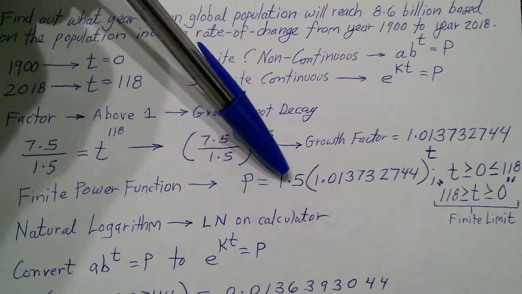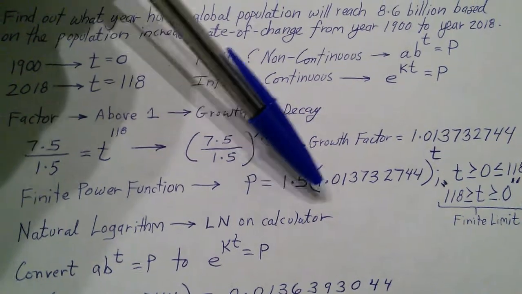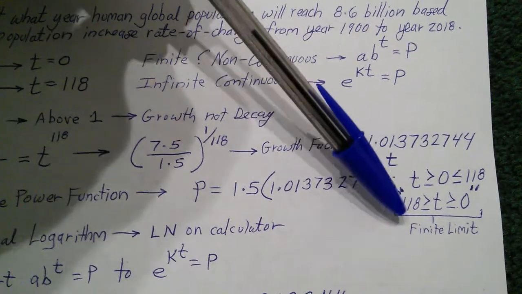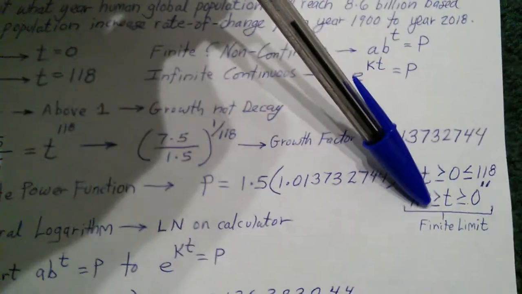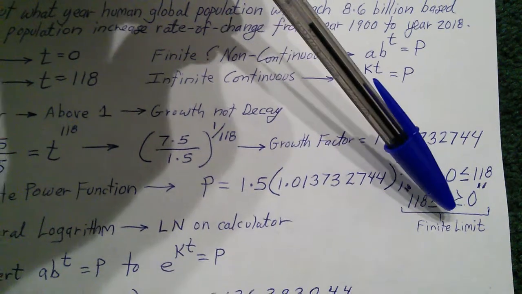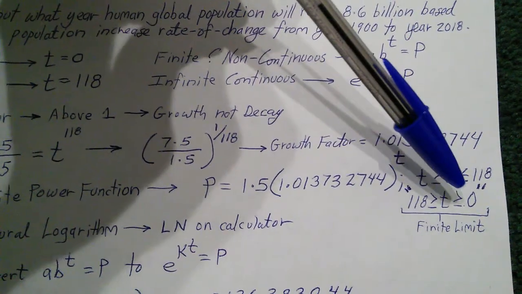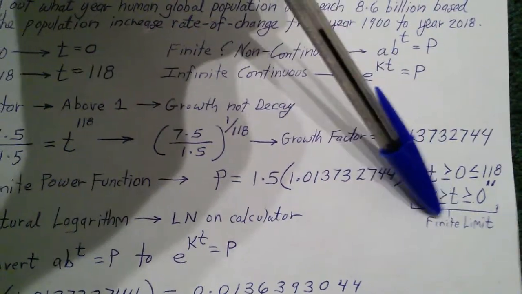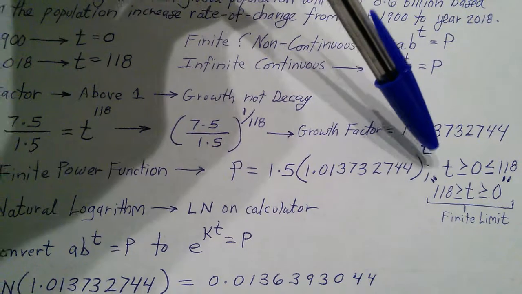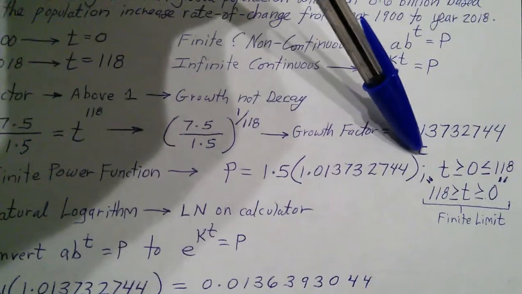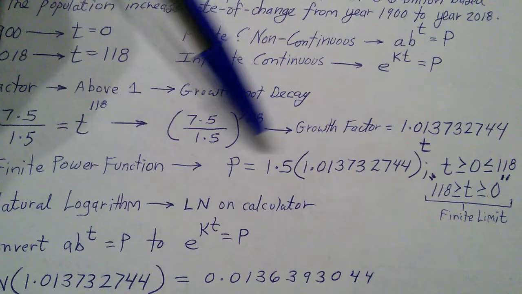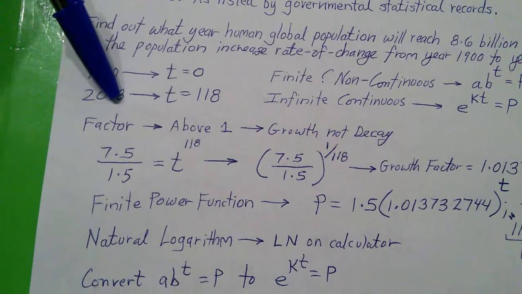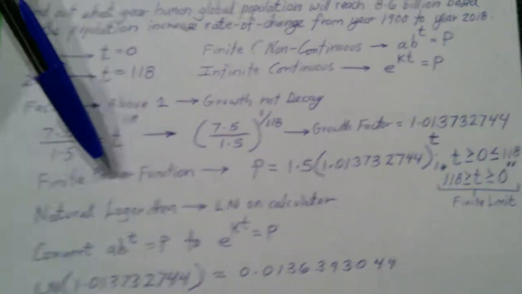Now we can establish a finite power function based on what we do know. So we would write the initial value of 1.5 billion, parentheses, the growth factor to the t power. And then our finite limit is t is equal to or greater than 0, equal to or less than 118. So we are limited: we can put t in only between 0 and 118 to get the population growth, but we can find this out between the known years of 1900 and 2018.